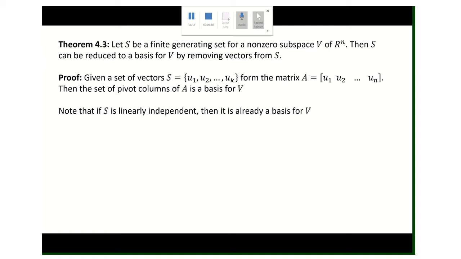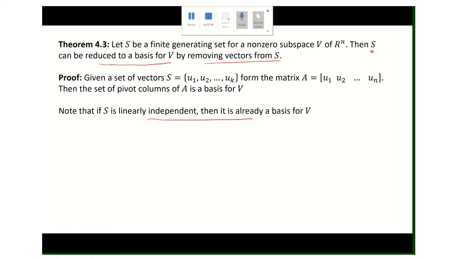Now, that leads to a theorem. Suppose you have a finite generating set for a non-zero subspace. Okay, so you have a collection of vectors that the linear combinations of those vectors generates everything in your subspace. This says that S, your set, can be reduced to a basis for V by removing vectors from S. So in other words, if you have a generating set, you can always just get rid of some things in it to bring it down to a basis, to bring it down to a linearly independent set. If it's already linearly independent, you're done.